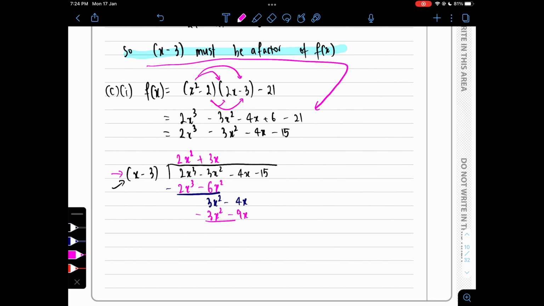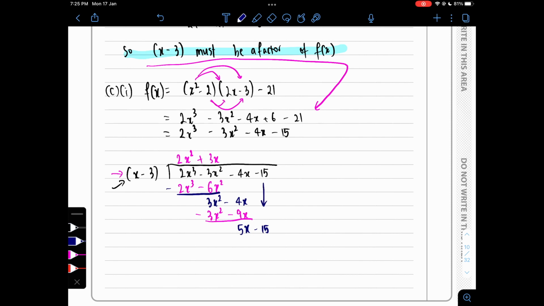Now we subtract everything. So 3 take away 3 is 0. So minus 4 plus 9, that's going to be plus 5x, right? Do another color. So 5x plus 15. How do we get 5x plus 15? Sorry, minus 15, not plus 15. So minus 15 here. This just drops down, obviously.